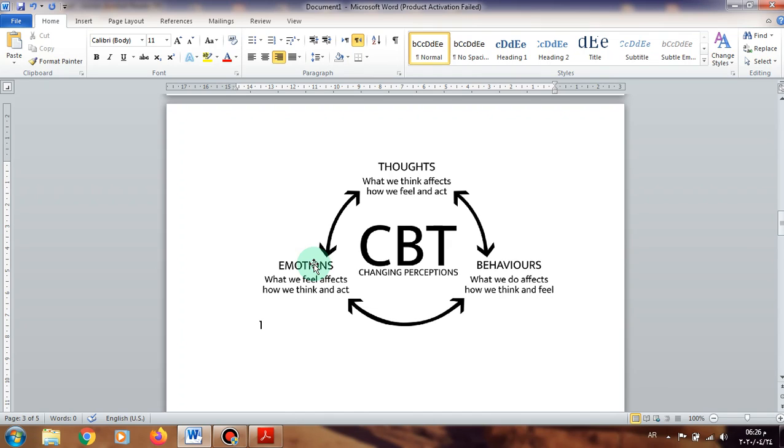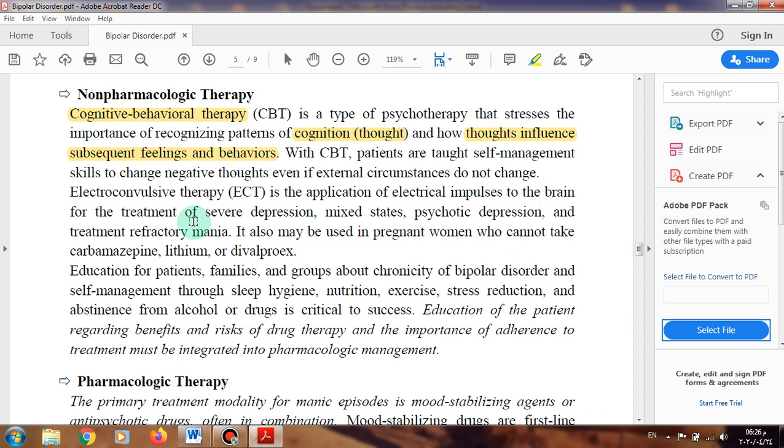In the sessions with the patient, the patient has negative thoughts regarding his condition. Here we need to change the thoughts of this patient. What we think affects how we feel and act. So here we change the thoughts of the patient regarding his condition. Here we can change behaviors and change the emotions associated with bipolar disorder.